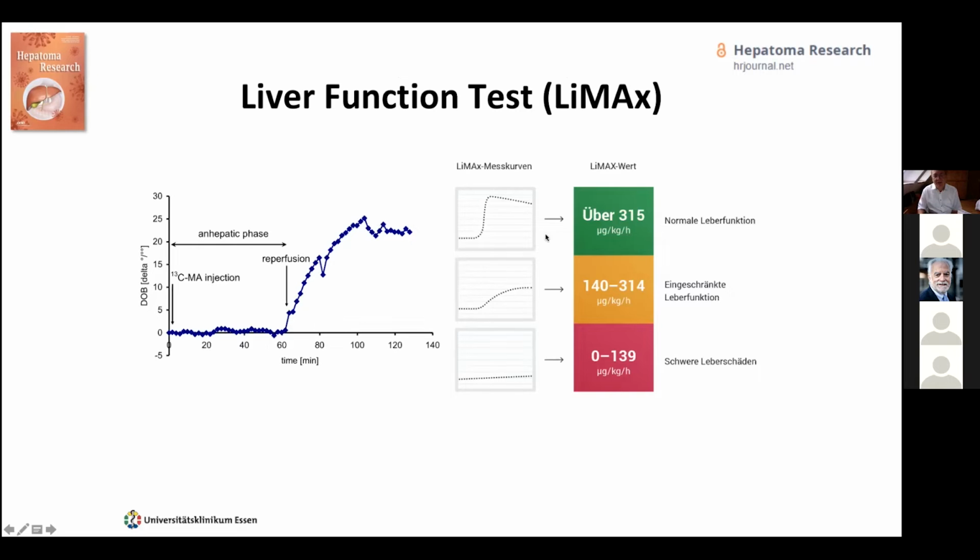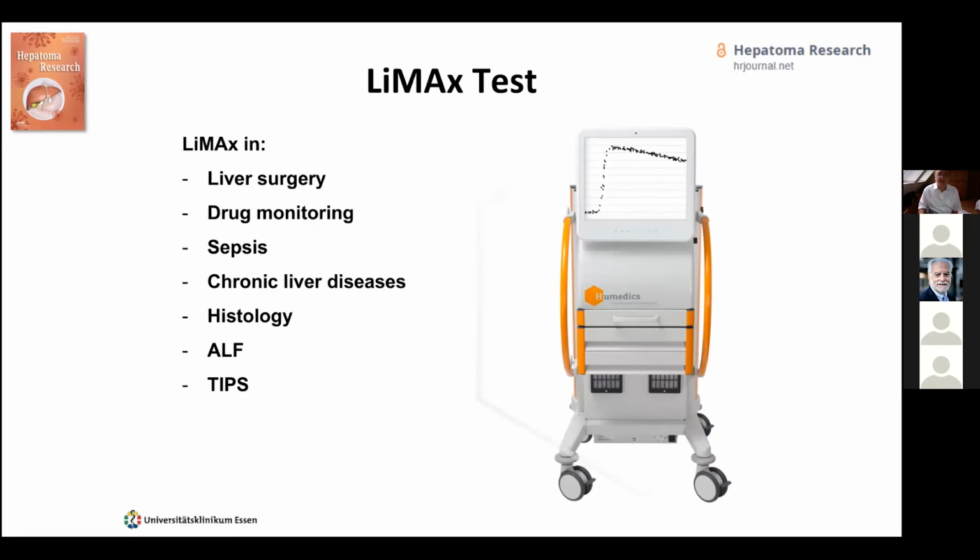And so we have three different categories. We have patients with a normal function, which have a high value in the LiMAx assay. And we have those with an impaired liver function, which are in the middle, and we have those patients with a very bad liver function, which are below 100. I will show you some examples now. But indeed, the liver is specifically measured by this test, and we have a good correlation with the liver function. This is already the machine.